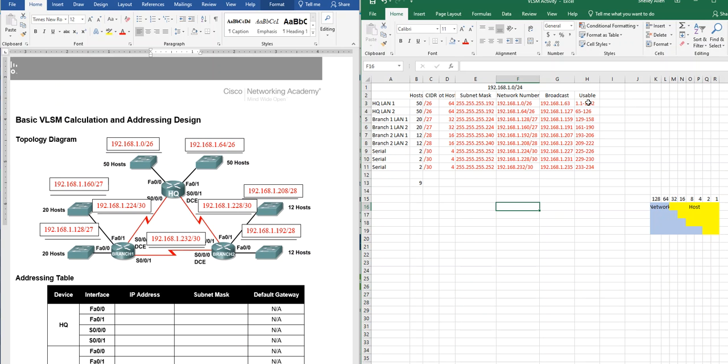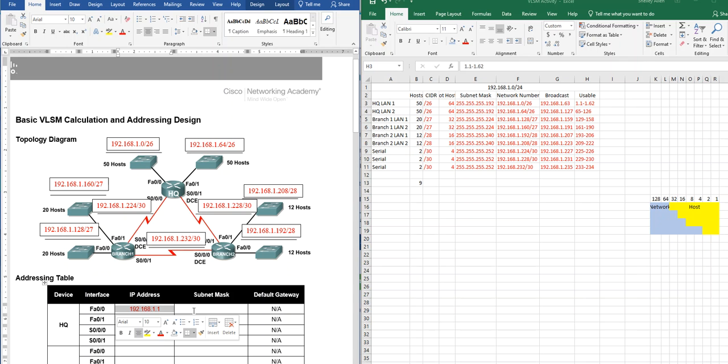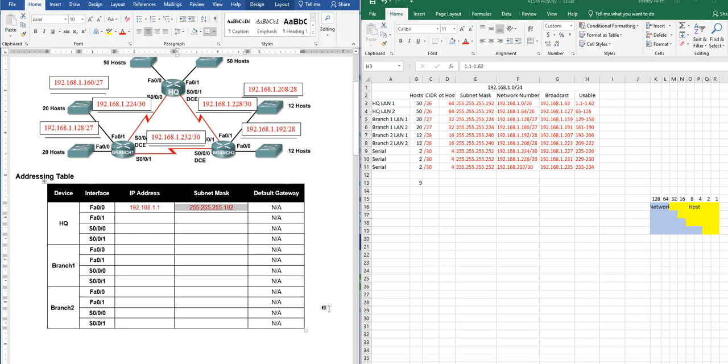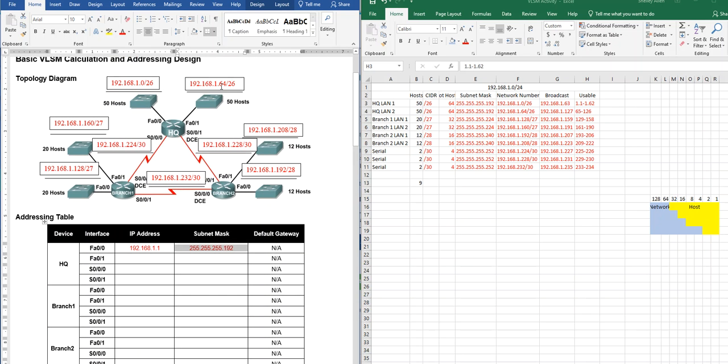Well, since we already wrote that out, we already know that it's 1.1. So you would assign that to the FA0/0, the 1.1. I have already completed that, and we know that our mask is this 192. Then for the next one, the first available, okay, if the network number is 64, then that means our first available will be 65. In your mask.